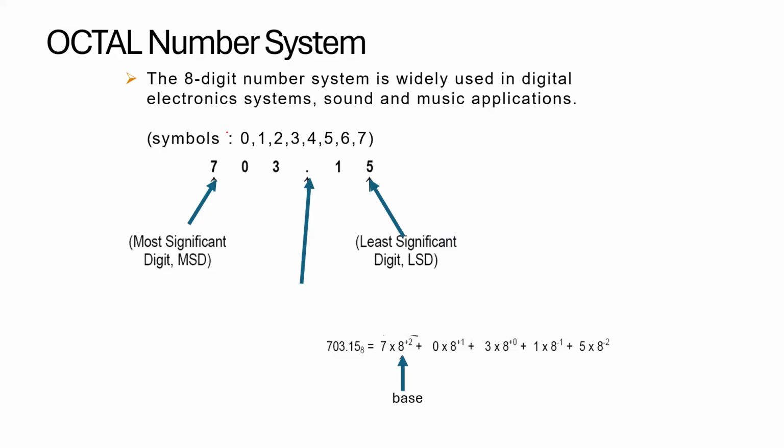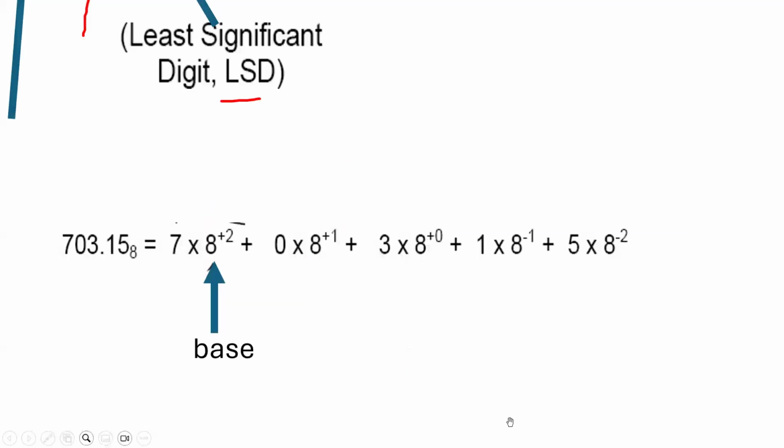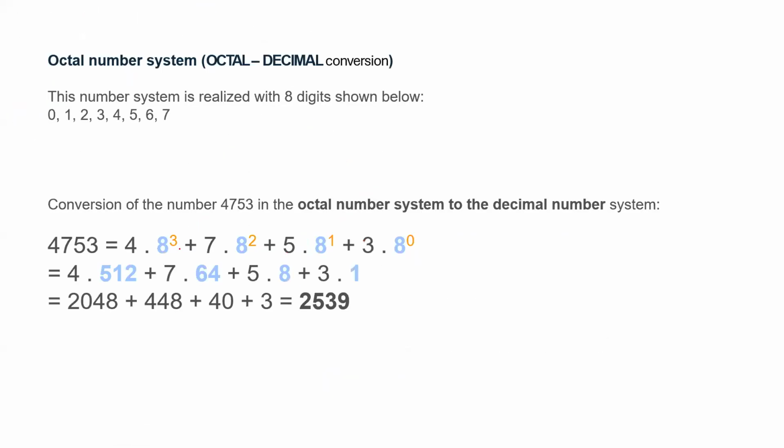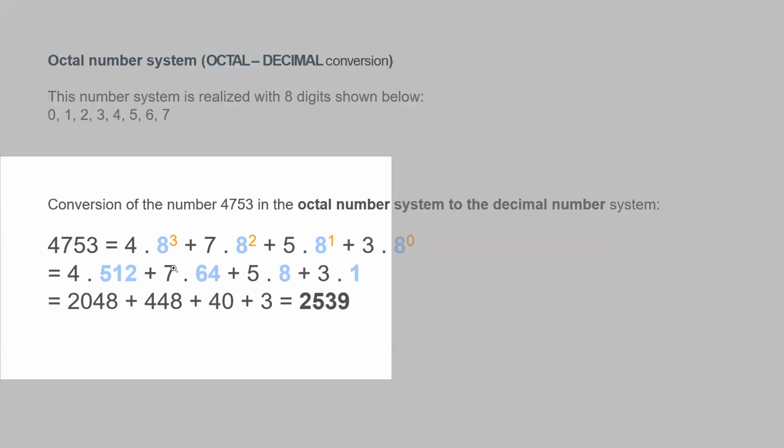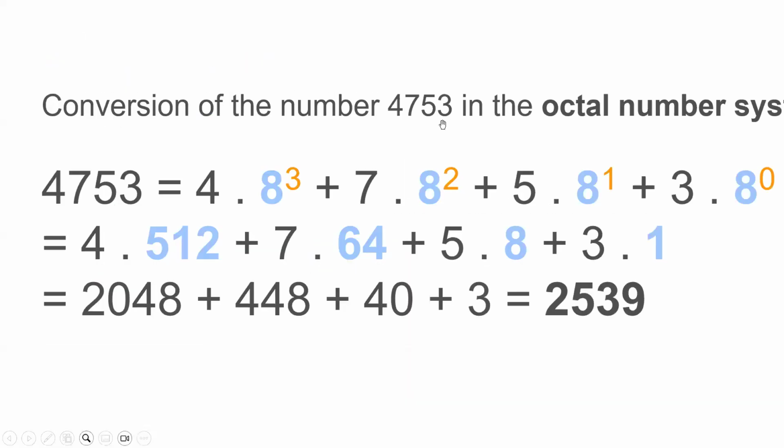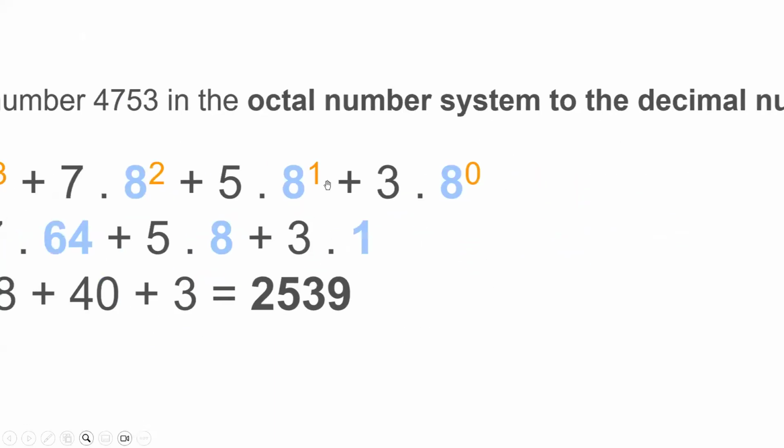And in this part, just like our other number systems, we have an MSD bit at the left side and an LSD bit at the right side. And how can we calculate? Actually, just like our decimal part, I want to convert this number to a decimal number. Let's see this example. Our number is 4753. It's an octal system. And we want to find this decimal number.